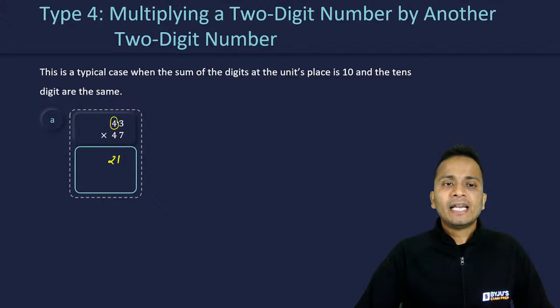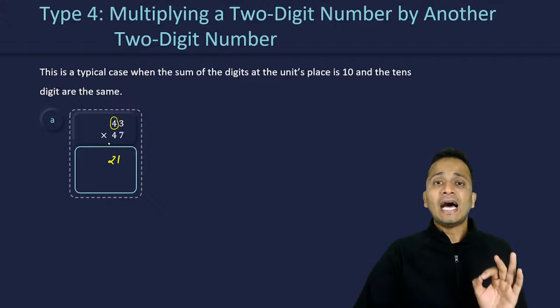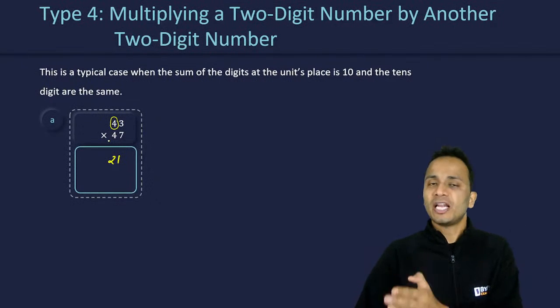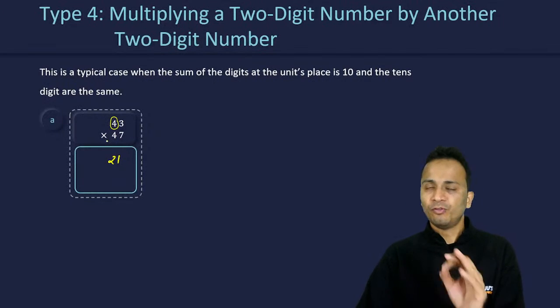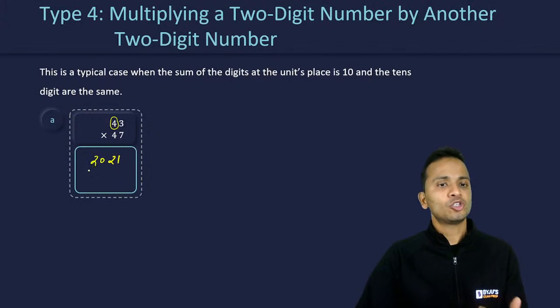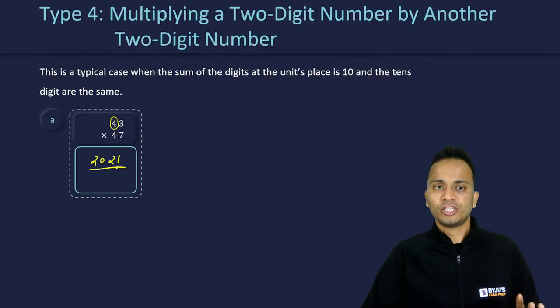Then look at the digit at tens place, both are same. So whatever the digit is at tens place, multiply this digit with its next number. So 4 multiply by 5, next number. 4 multiply by 5 is 20. So put 20 here. So 2021, 2021 is the final answer for this question.